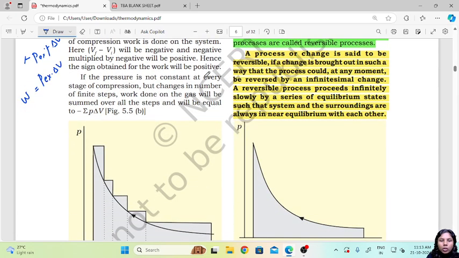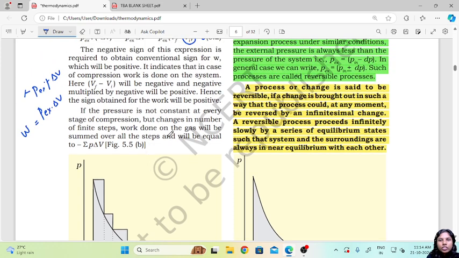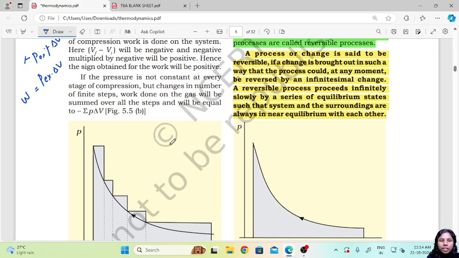Now if the pressure is not constant at every stage of compression but changes in a number of finite steps, then the work done on the gas will be summed up over all the steps and will be equal to minus summation of P delta V. What they are saying is that if the pressure is not constant and keeps on changing at different steps, in a finite number of steps, then the work done on the gas will be the sum over all the steps, as we are going to add up all the finite changes in the pressure, and therefore we get minus summation of P delta V.